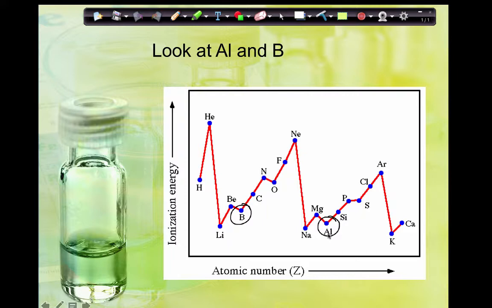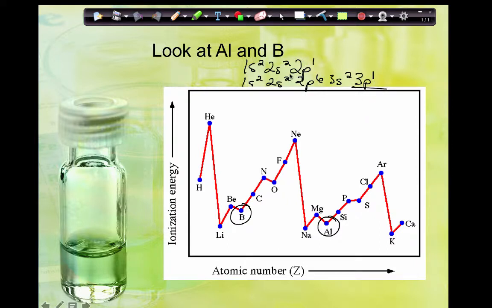Well, the reason that we have a discrepancy here lies with the configuration. So whenever we're looking at discrepancies in data for ionization energy, always look at the configurations. So our configuration for boron is 1s2, 2s2, 2p1. The next one is aluminum, 1s2, 2s2, 2p6, 3s2, 3p1.